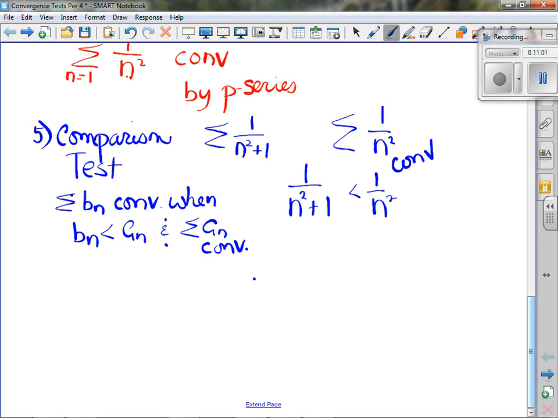Summation of b sub n diverges. See if we can do this one. When b sub n is bigger than a sub n and summation of a sub n what? Diverges.